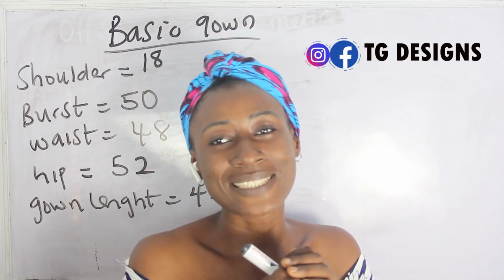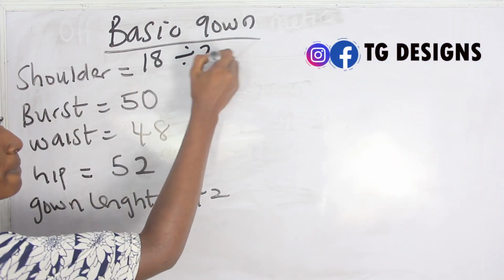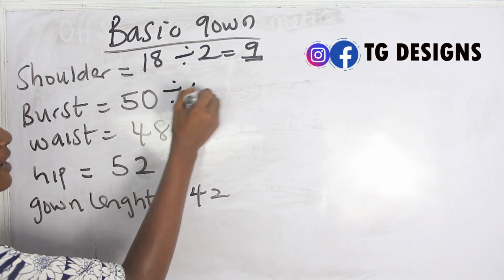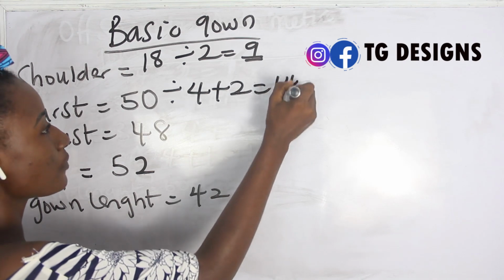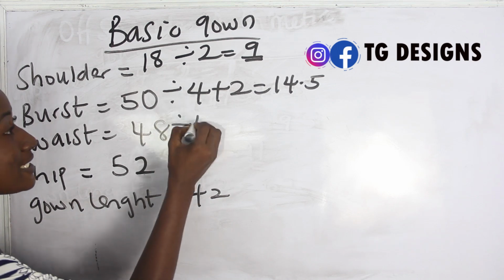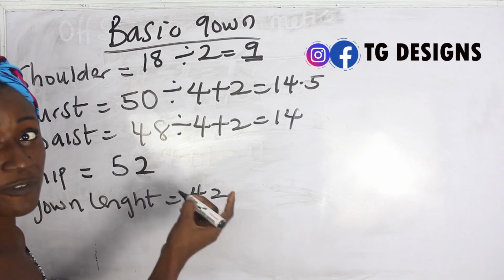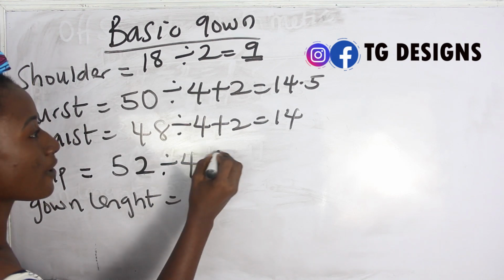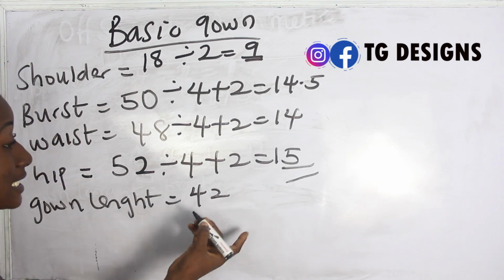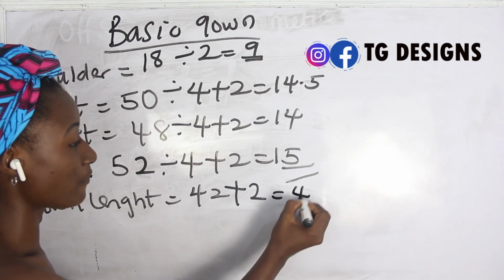Now let's go ahead and calculate our measurements. Our shoulder measurement is 18 divided by 2, we have 9 inches. Our bust is 50 divided by 4 plus 2, we have 14.5. Our waist is 48 divided by 4 plus 2, we have 14 inches. Our hip is 52 divided by 4 plus 2, we have 15 inches. Our gown length is 42 plus 2 inches for our hemming allowance, we have 44 inches.